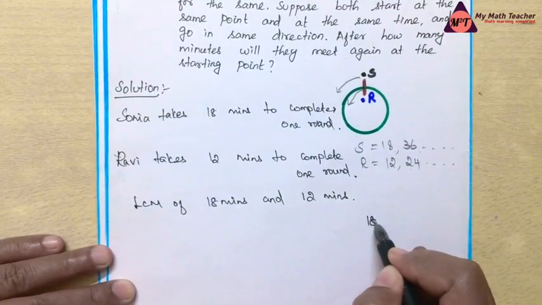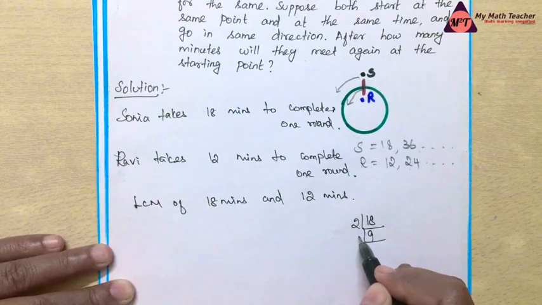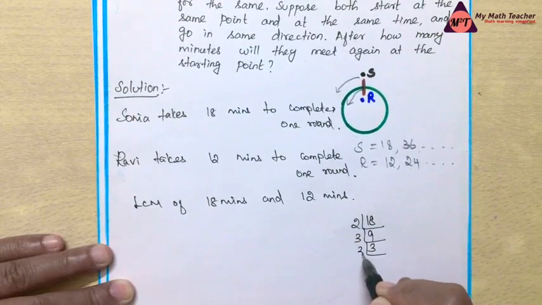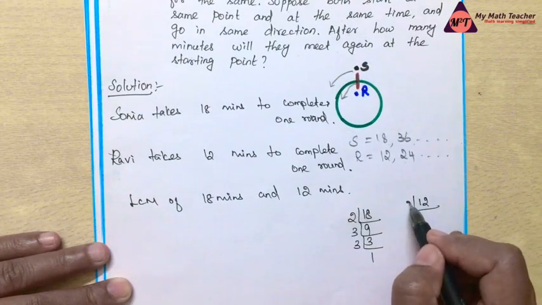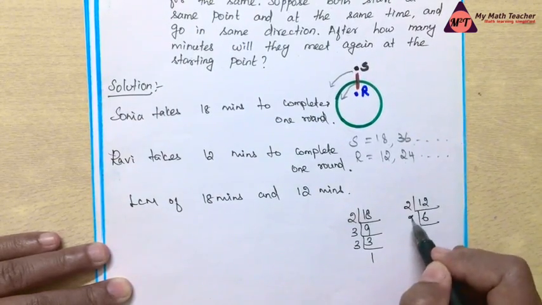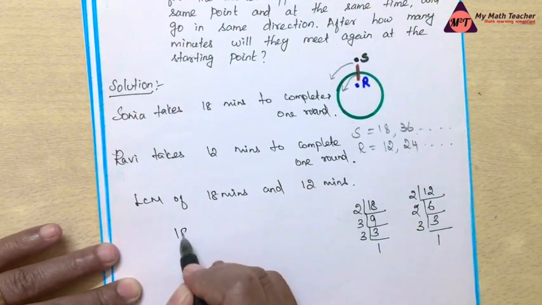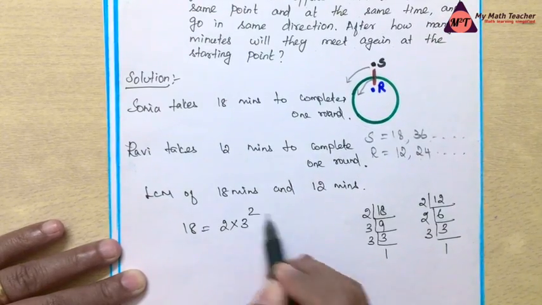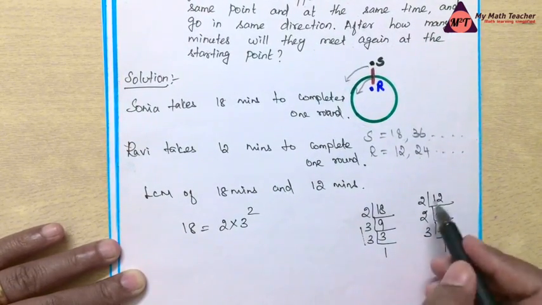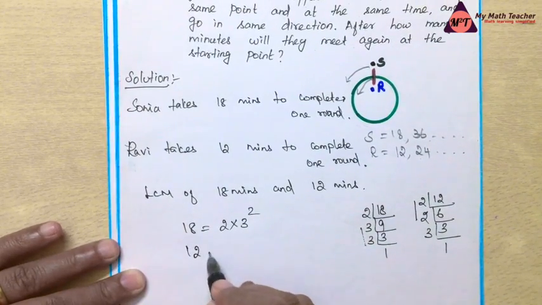18, prime factorize this. 2, 9, 3, 3, 1. Next, 12, divide by prime factors. 2, 6, 2, 3, 3, 1. 18 can be written as 2 into 3 square. Okay. Now whereas 12 can be written as 2 square into 3.